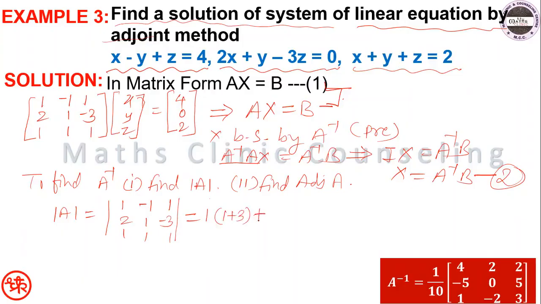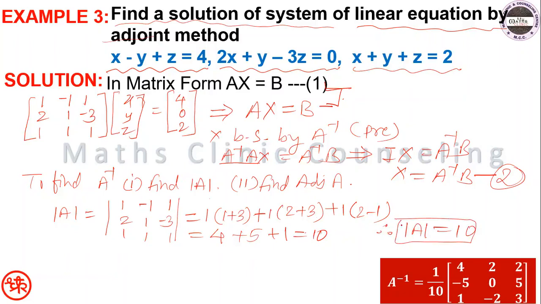So it is equal to, निकालो, 1 multiplied by 1 plus 3, then minus of minus 1 that is plus 1 multiplied by 2 plus 3, और last element है 1 multiplied by 2 minus 1. So it is equal to 4, 1 plus 3 is 4, 4 into 1 is 4, 2 plus 3 is 5, 5 into 1 is 5, plus 1, and that is equal to 10. So therefore determinant of A is equal to 10. एक आंसर ये मिल गया हमको.